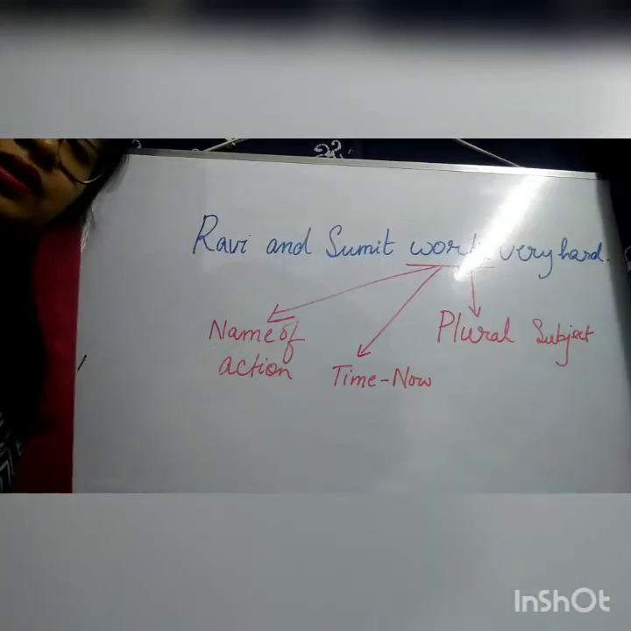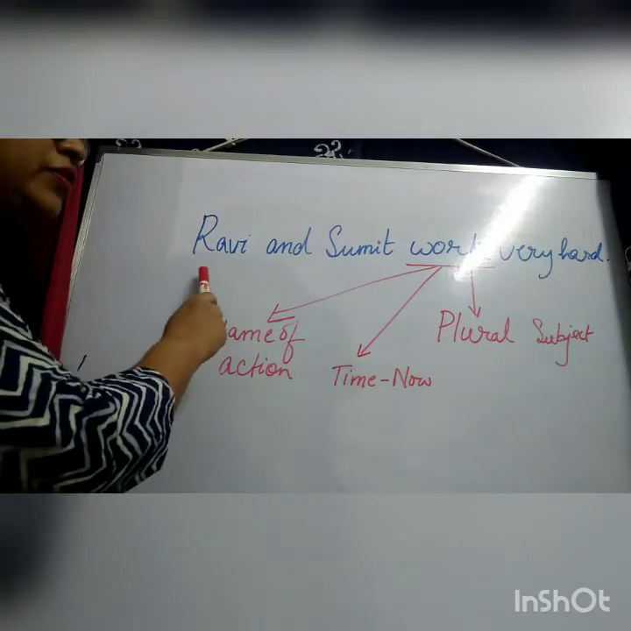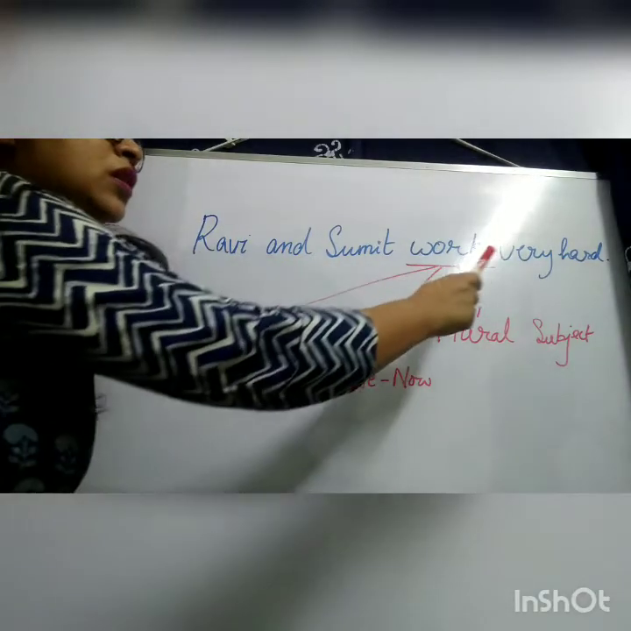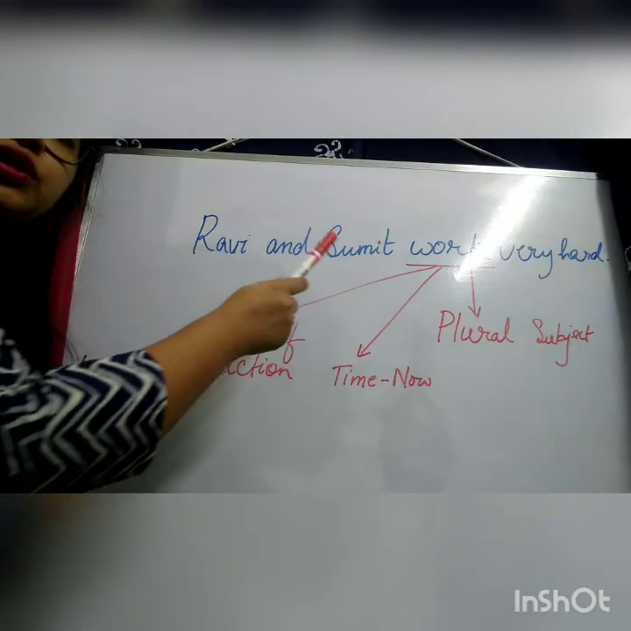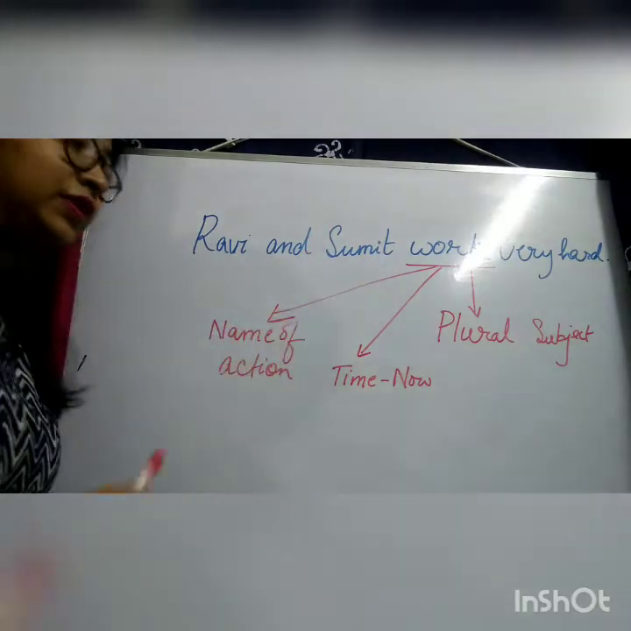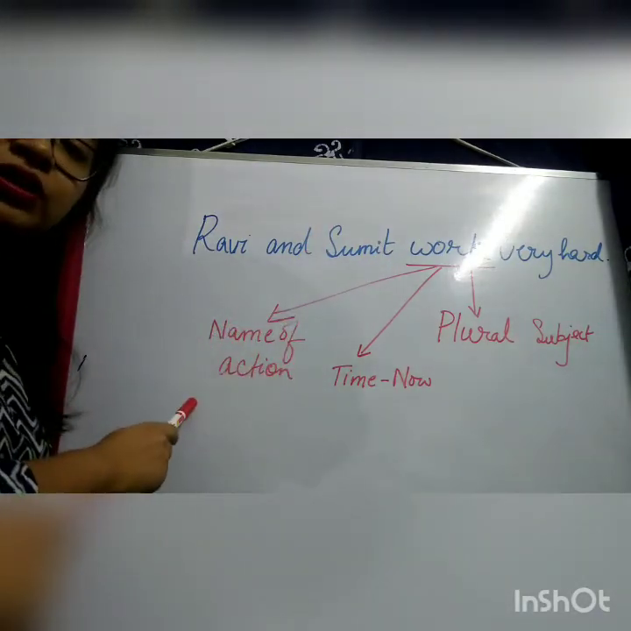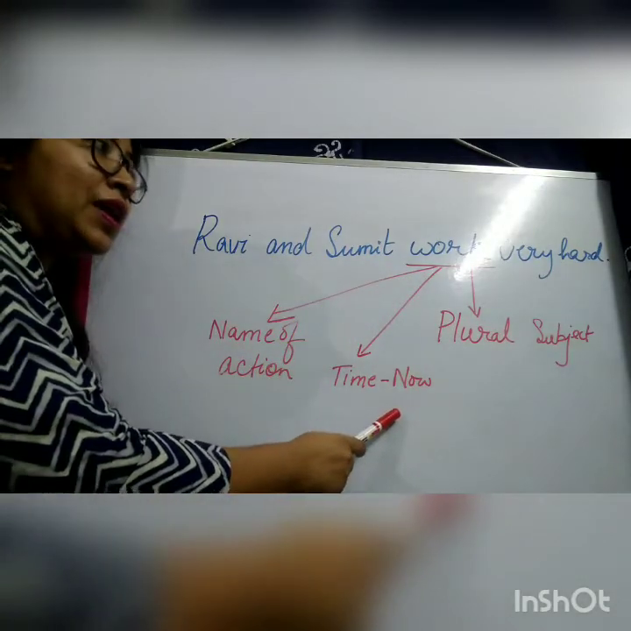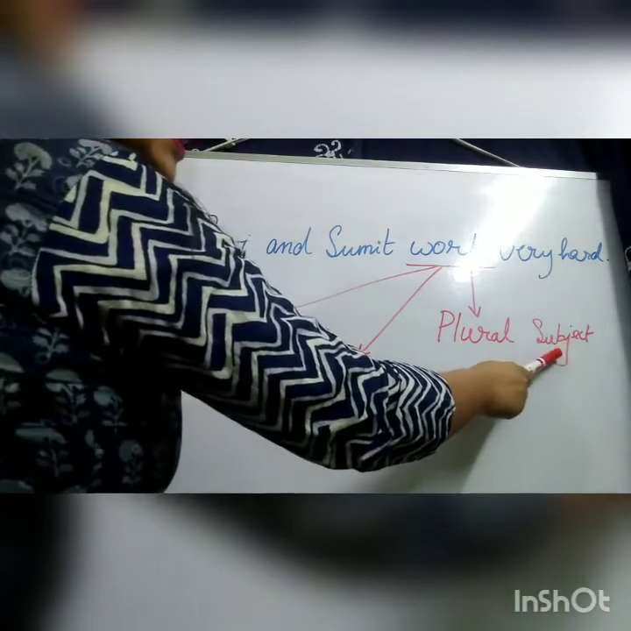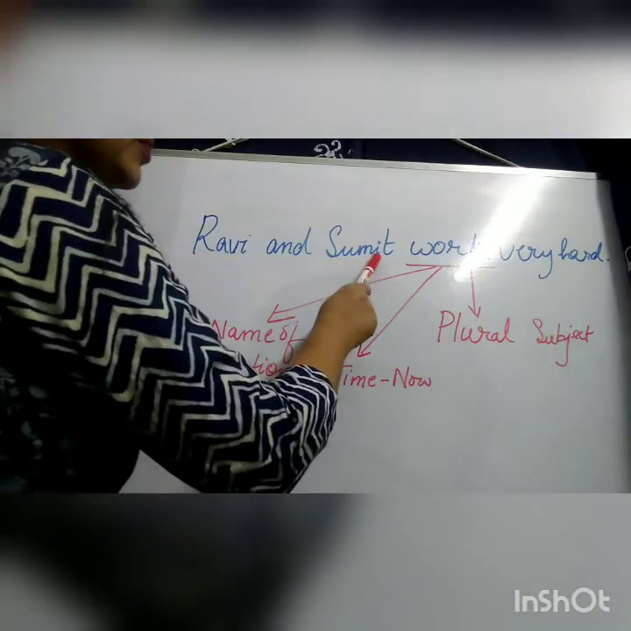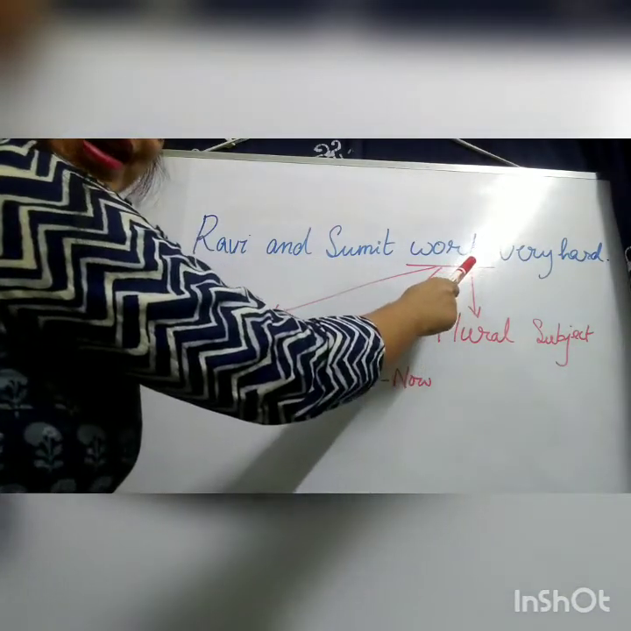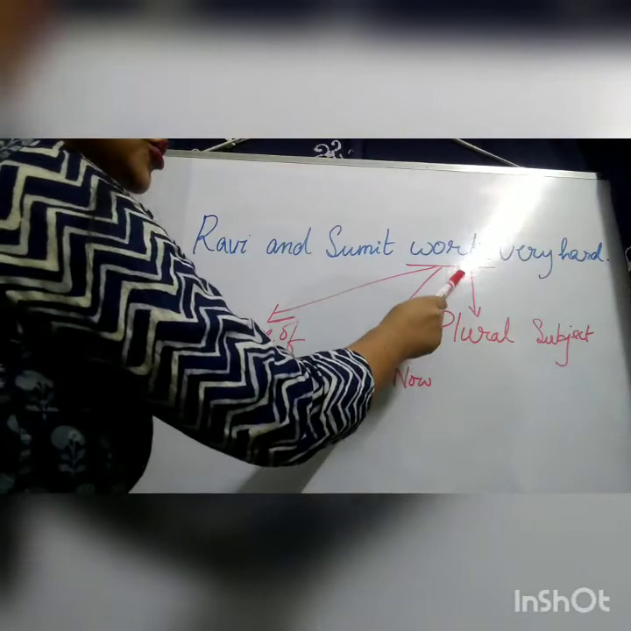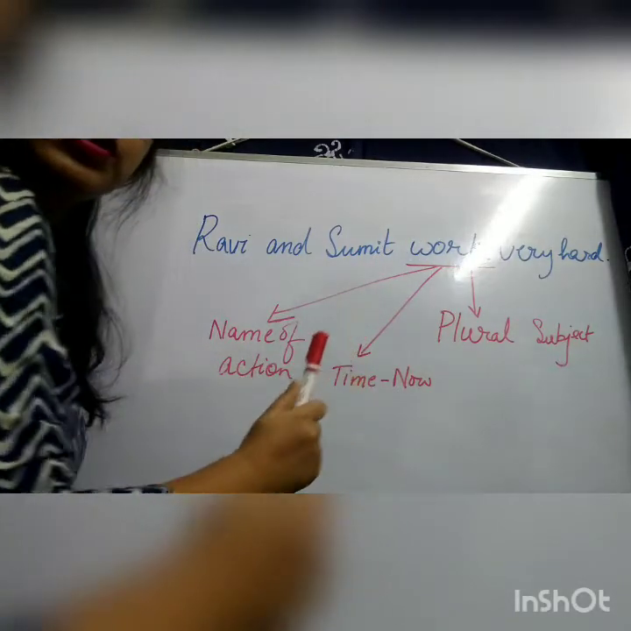Now let us see this second sentence. Ravi and Sumit work very hard. So what is the word work revealing over here? Again, the name of the action, the time when the action is being performed, and now it tells us that the subject is plural. How do we know that? Because the letter S is not attached, is not written with the verb work.